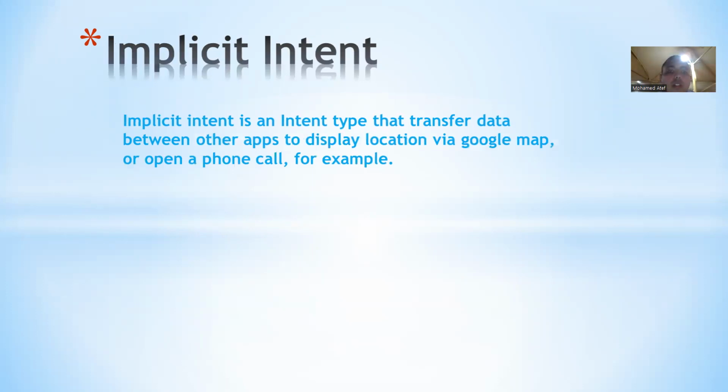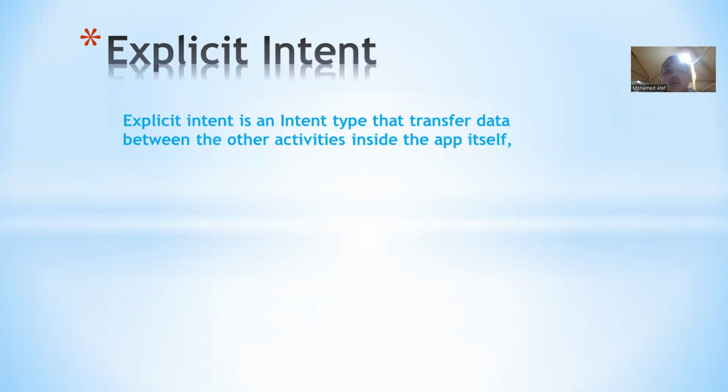So implicit intent is an intent type that transfers data between other apps, to display a location via Google Maps or open a phone call, for example. But explicit intent is an intent type that transfers data between activities inside the app itself.